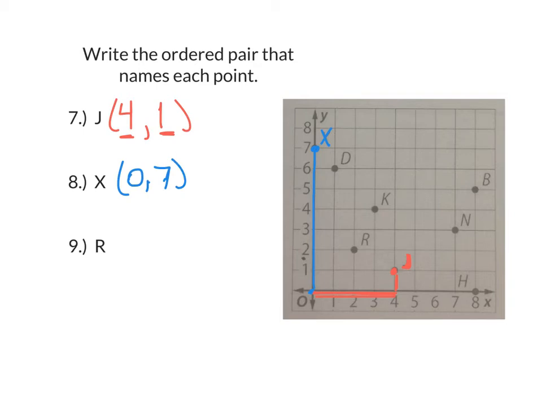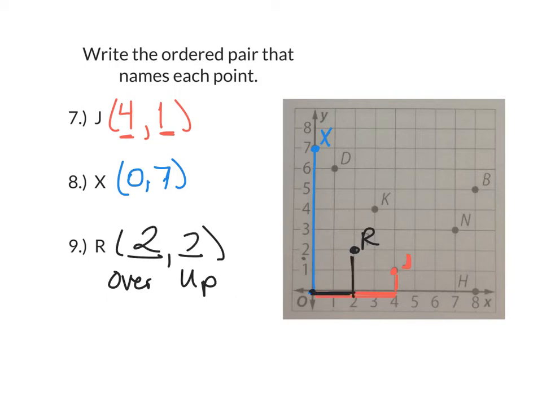And in number 9, we are asked to identify the point R, which is right here. Again, think about over and up. How far do we go over and how far do we go up? Starting at the origin, to get to point R, we're going to go over 2 units and up 2 units. That means our ordered pair is the point 2, 2.